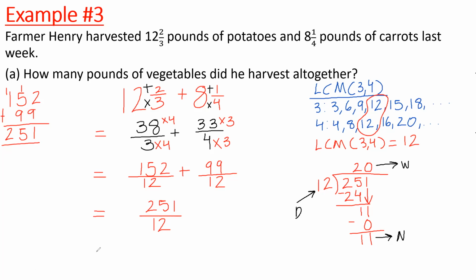Whole number is 20, so we put 20 right here, and then the numerator, which is 11, and the denominator, which is 12. So that means that, wait, are we finished, or do we still have another step to go? Do we have to simplify it, or what?